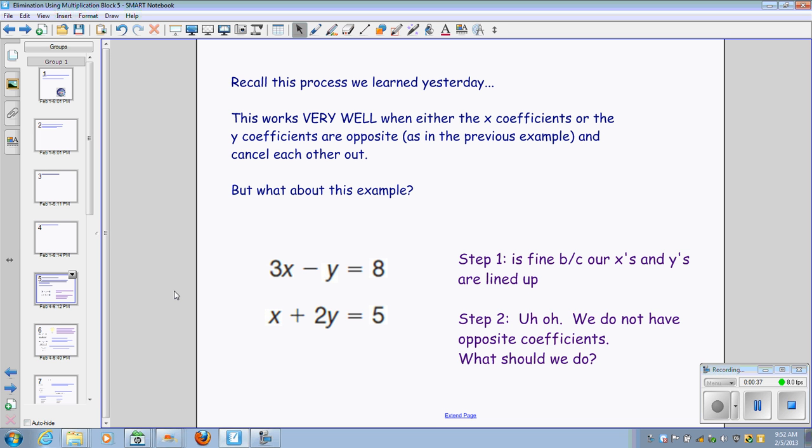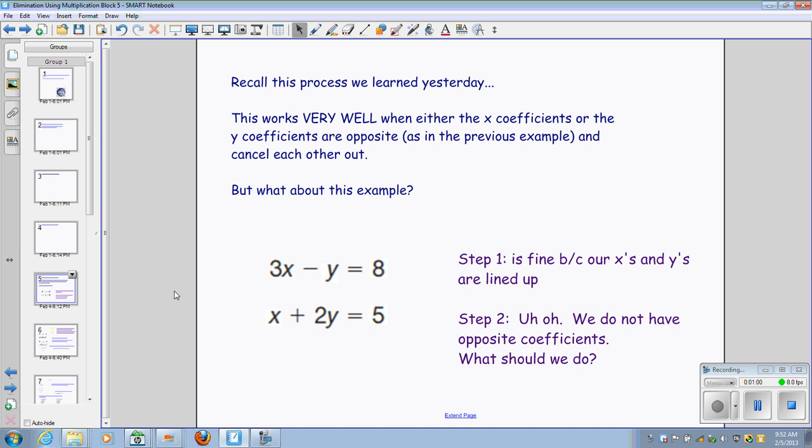You'll remember that we had a series of steps and they worked really well when either the x coefficients or the y coefficients were opposite. And then they would cancel each other out. But what about this example that we have right here? The system given is 3x minus y equals 8, and then x plus 2y equals 5.